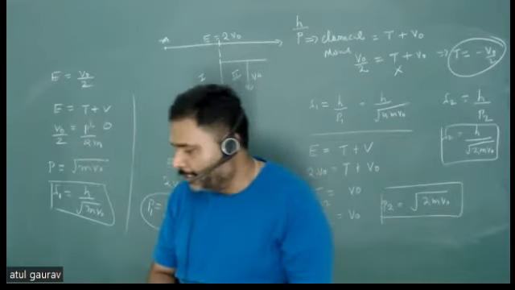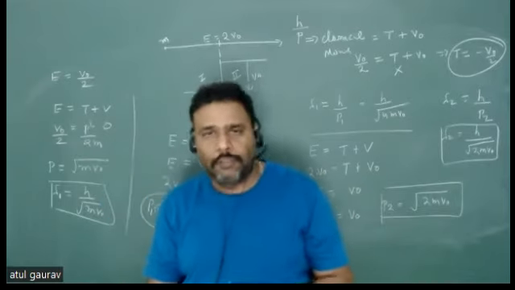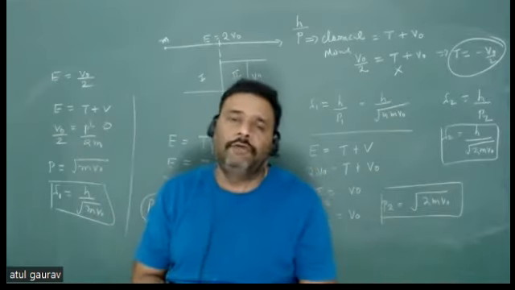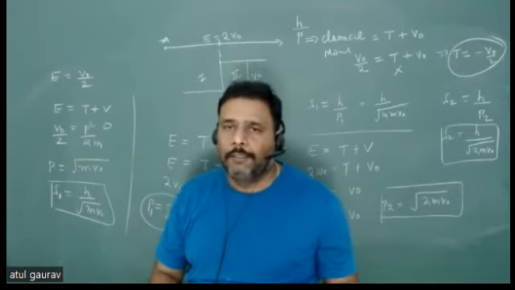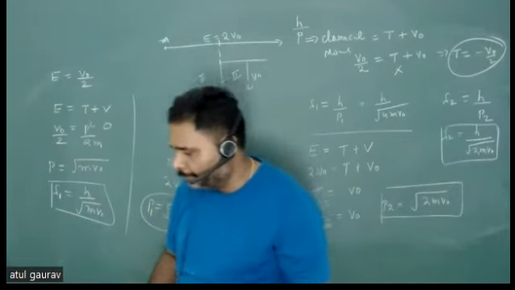कल की class में करेंगे. First we will go for group velocity and phase velocity, and then we will do the problem based on de Broglie hypothesis. Okay. Okay, sir.